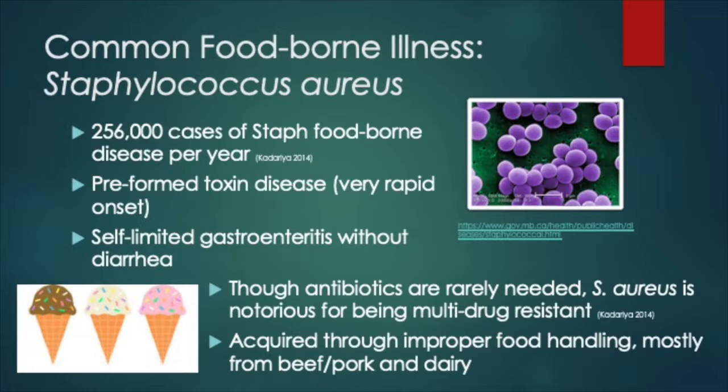The gastroenteritis is self-limited and actually only rarely causes diarrhea based on the nature of action of its toxins. Staph aureus is notorious for being multi-drug resistant, so though you won't usually need to treat a staph gastroenteritis with antibiotics, in the rare case that you do, you may have some significant trouble finding an effective drug. It commonly is passed to food through improper food handling and poor hand hygiene, and the foods it normally contaminates are beef and pork, as well as cold dairy products like the ice cream shown in this slide.